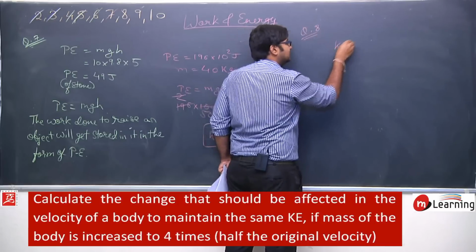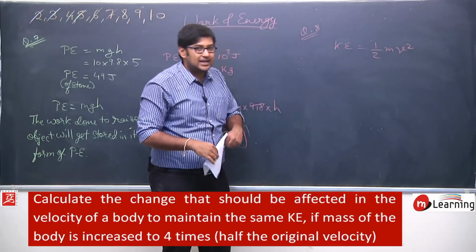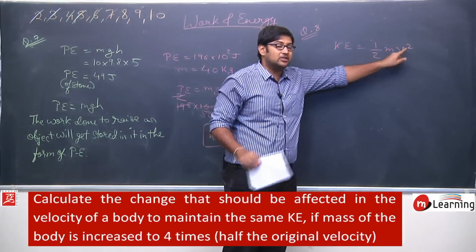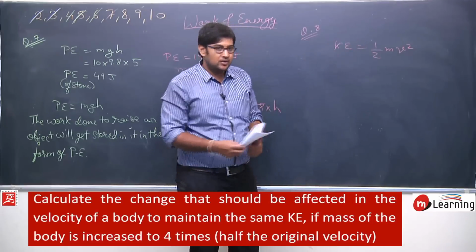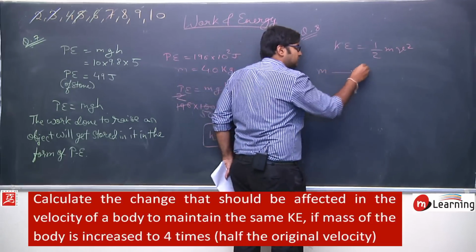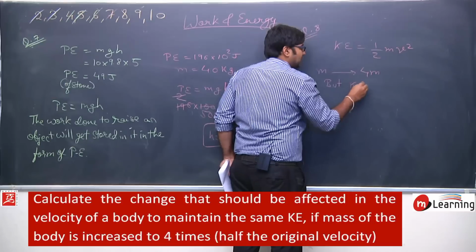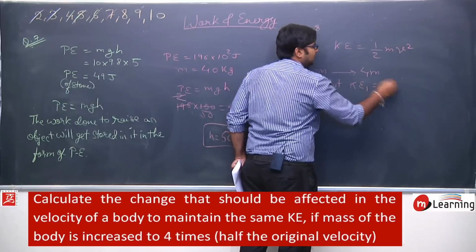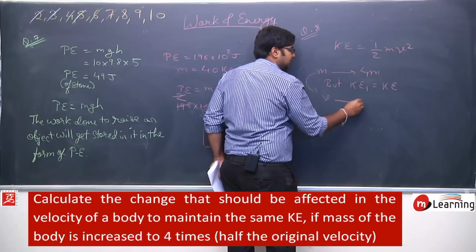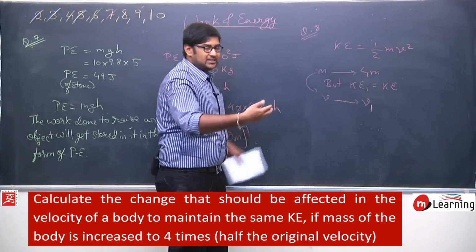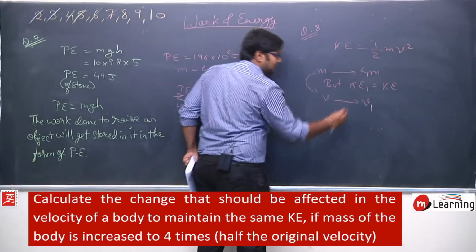See, let us say the kinetic energy of a body is half mv square. So what does it mean? It means that a body of mass m is traveling with a speed of v, which is going to have a kinetic energy of half mv square. Now if this m is changing to 4m, but the new kinetic energy should be equal to the old kinetic energy, it means that v should change to v1. Let us say the new velocity becomes v1. So what can be the new velocity that we have to calculate?